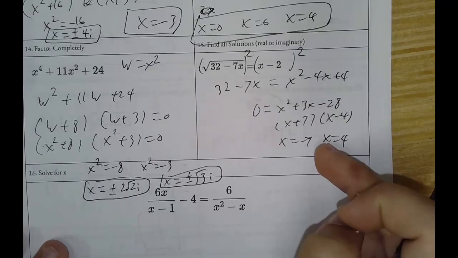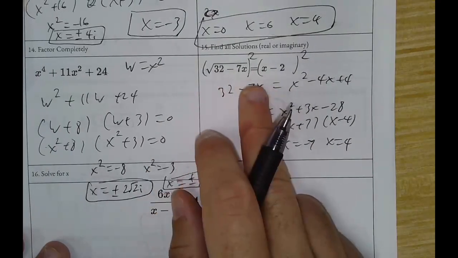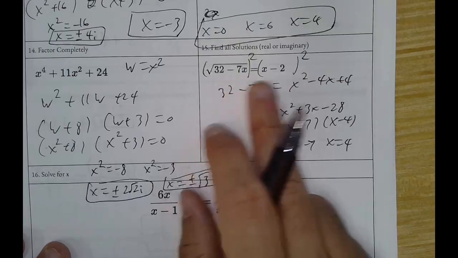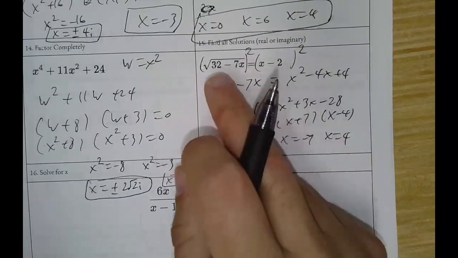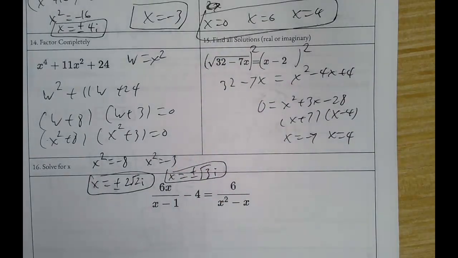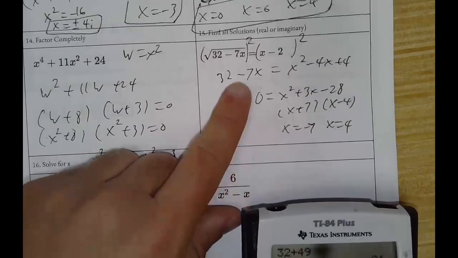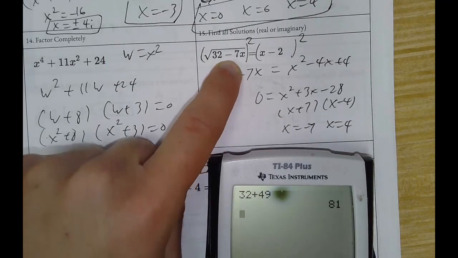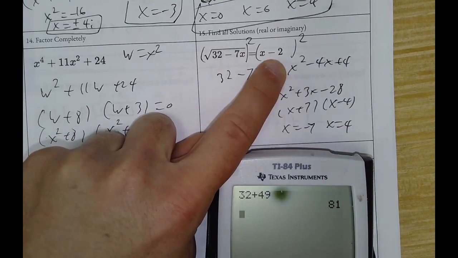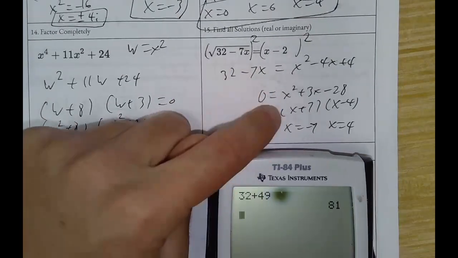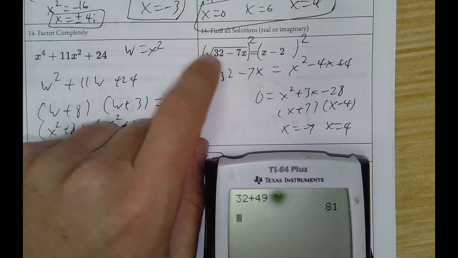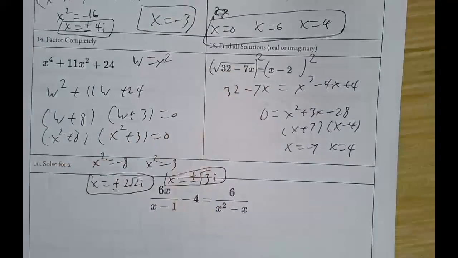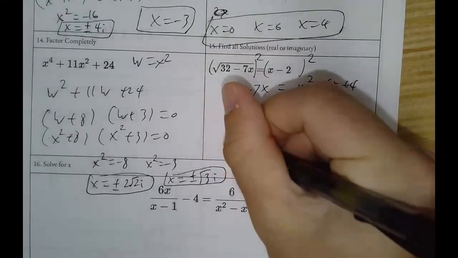Okay, so in this case, when I plug in the 4, it works out okay. You're going to get 2 on both sides. But when you plug in a -7, you're going to get 32 minus 49, which is, you're going to get 32 plus 49, which is 81, but -7 minus 2 is -9. See what I'm saying? So in this case, -7 is extraneous because that doesn't match. It's saying that root 81 equals -9, and that's not true. Root 81 does not equal -9. So this right here is an extraneous solution.